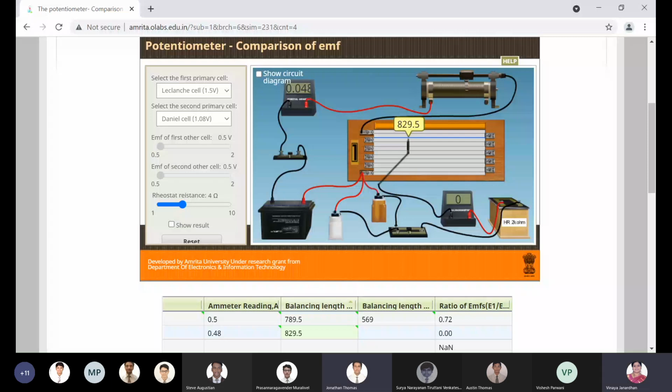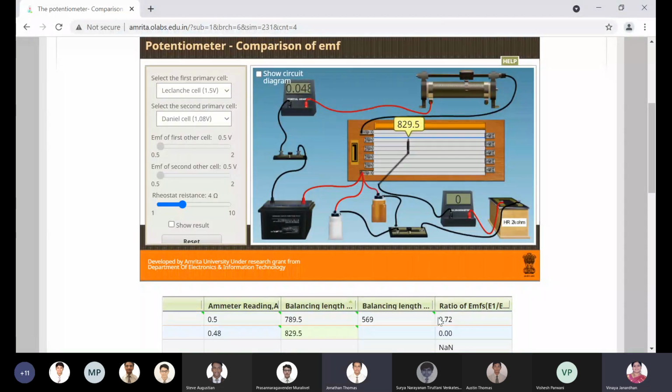Ma'am? Yes. Ma'am, here to find the ratio, they're dividing the second one by the first one, right? Yeah, E1 by E2. Ma'am, but here they're doing E2 by E1, no? Because only then it will come smaller than 1. Correct. So you people be a little bit careful. That's what I told. Because your Leclanche cell will have a higher EMF compared to your Daniell cell. So it is E1 by E2. The value should be somewhere between 1 to 1.5.